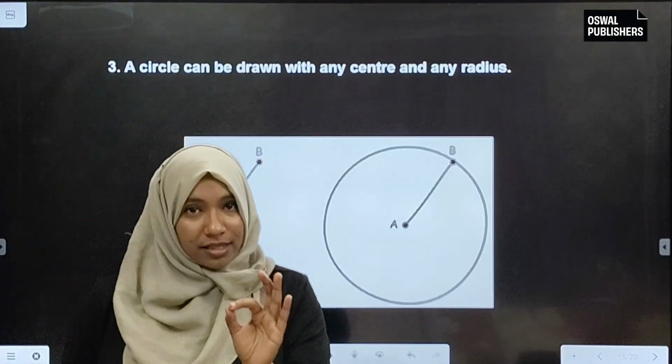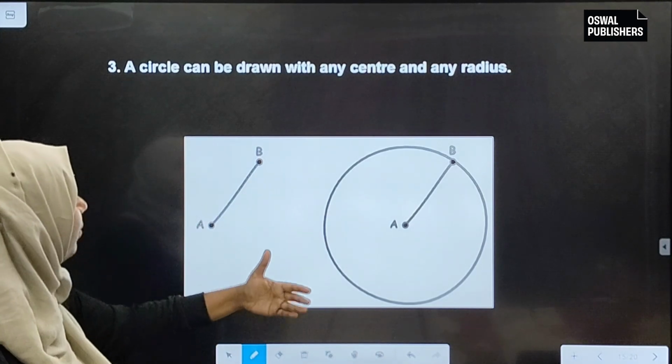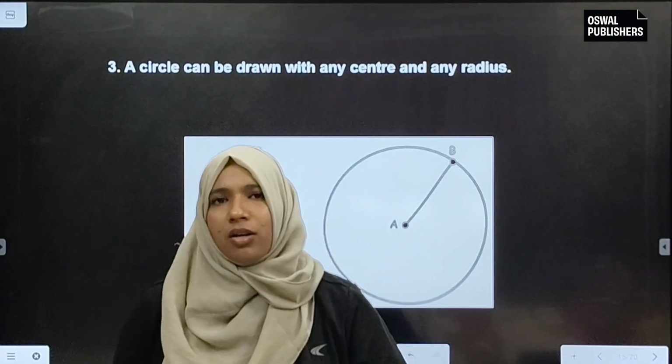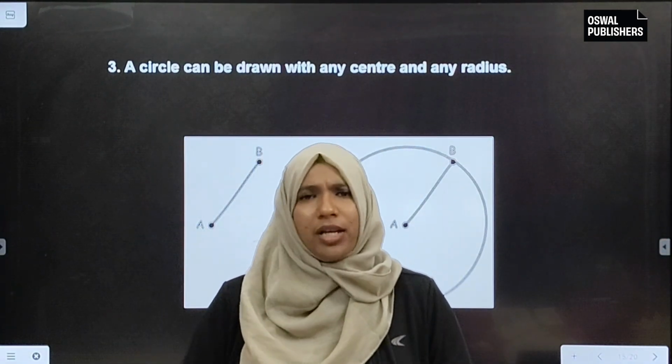Okay. And the next thing is a circle can be drawn with any center and any radius. Okay, that is an obvious case.